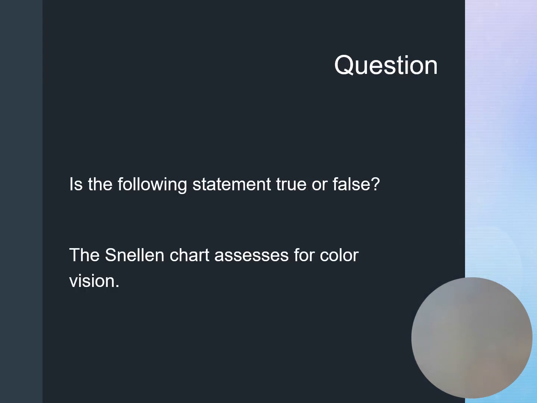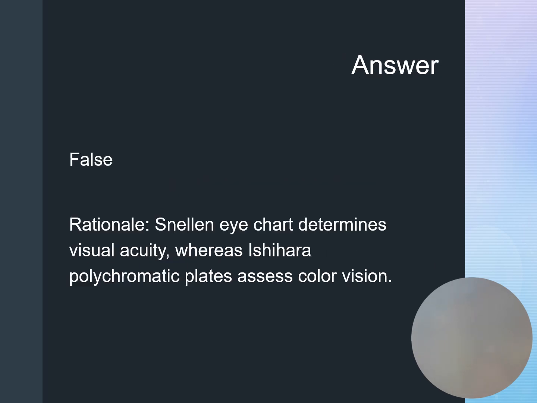True or false? The Snellen chart assesses for color vision. This is false. Although there are some Snellen charts that will have a red line and a green line on it that can give a very basic color acuity interpretation.